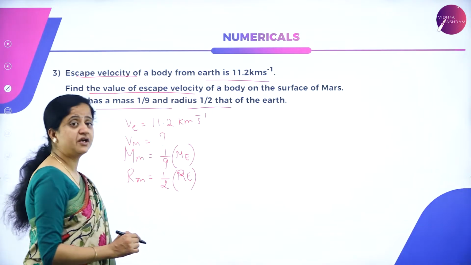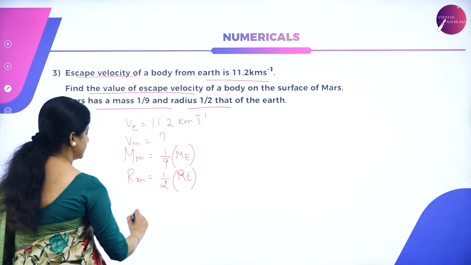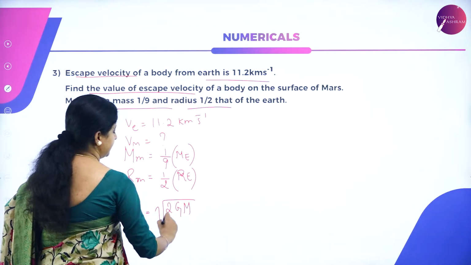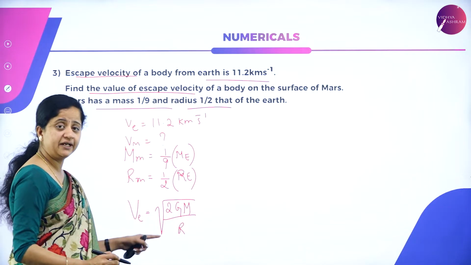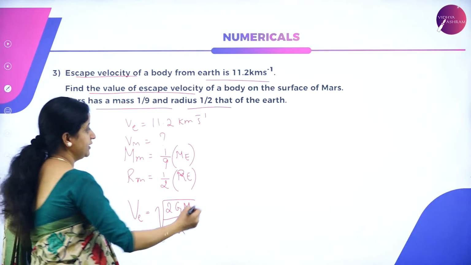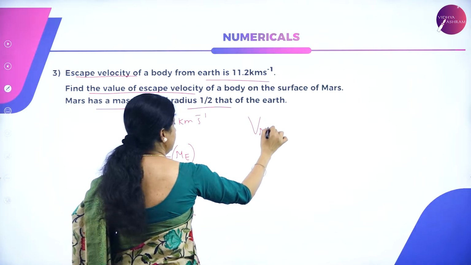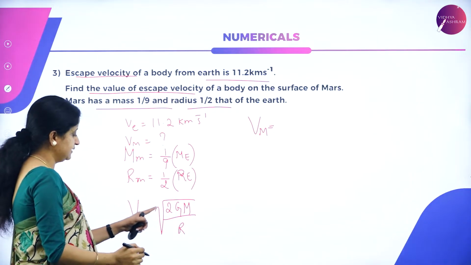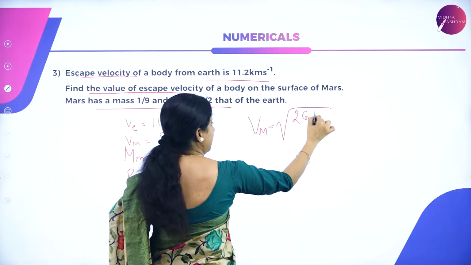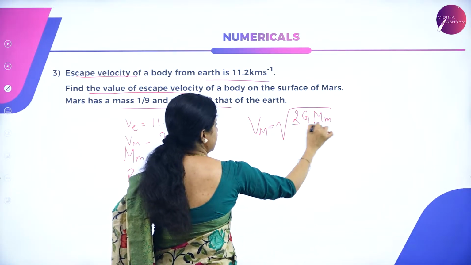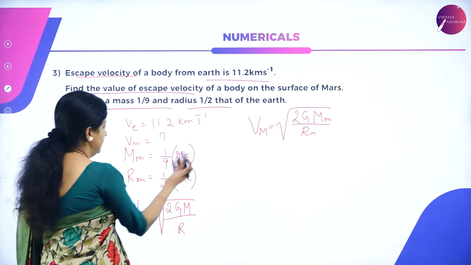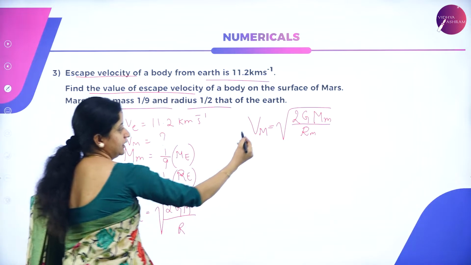Now what is the formula to find escape velocity? The escape velocity formula is root of 2GM divided by R. We have already learnt how to arrive at this expression in the previous sessions. Now we have to find the velocity on Mars, which means this formula is modified as root of 2G mass of Mars divided by the radius of Mars. So now let us make use of the data and substitute here.